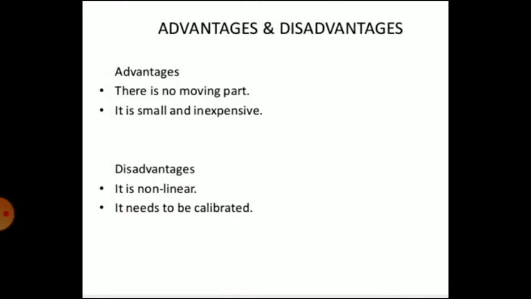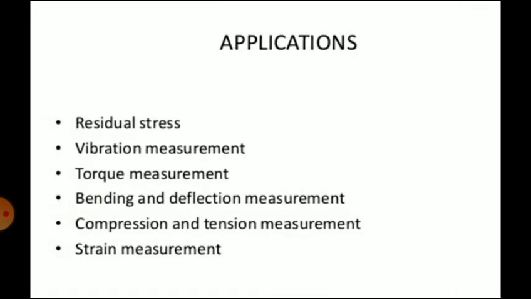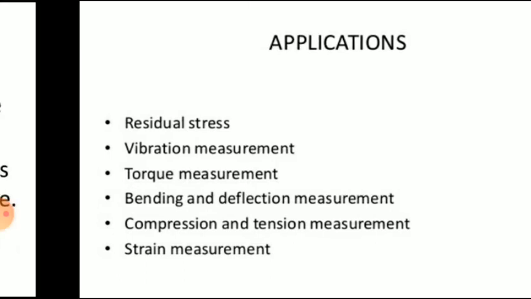Advantages: there is no moving part and it is small and inexpensive. Disadvantages: it is non-linear and it needs to be calibrated. Applications: these are some applications: residual stress, vibration measurement, torque measurement, bending and deflection measurement, compression and tension measurement, strain measurement. So these are some applications of the strain gauges.